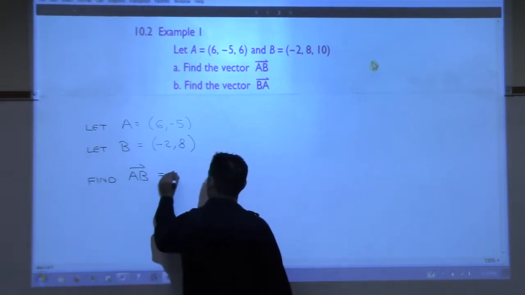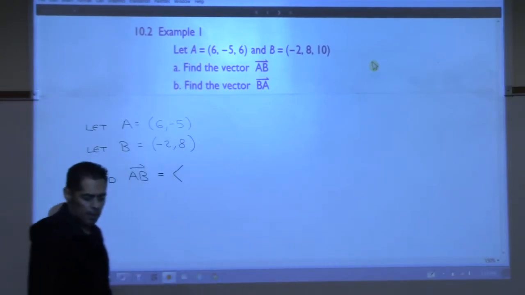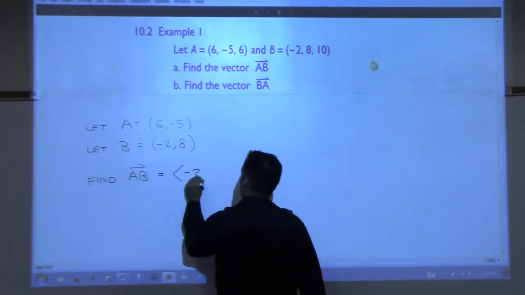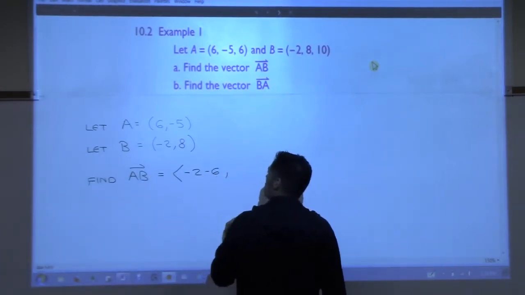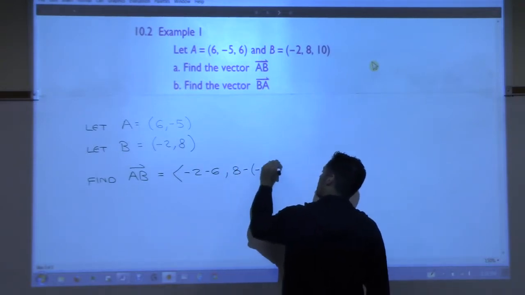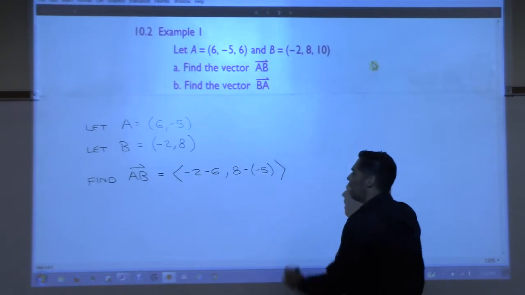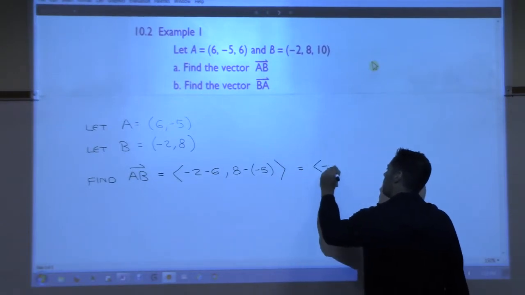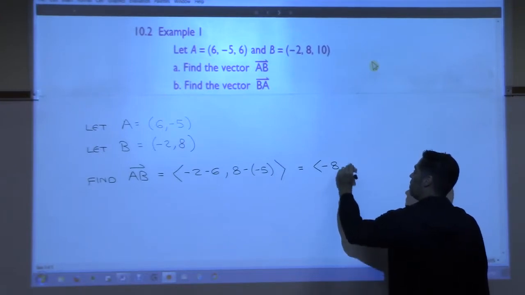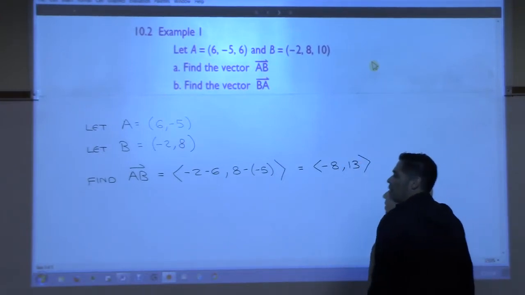So I'm going to say that this is equal to angled bracket, right? The angled bracket, and then it's going to be what minus what? -2 minus 6. And then comma, 8 minus -5. So it's going to be a plus. Close out the angled bracket. So the vector is -8, what? 13? That's the vector.